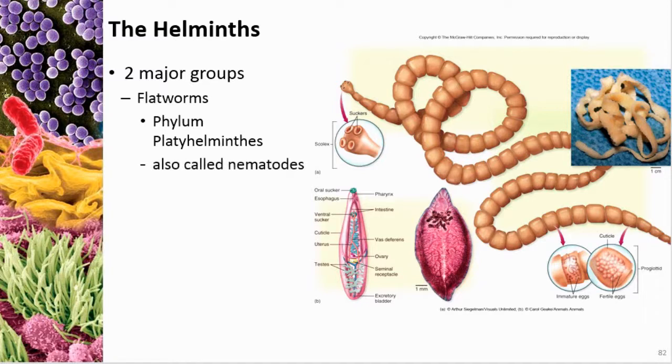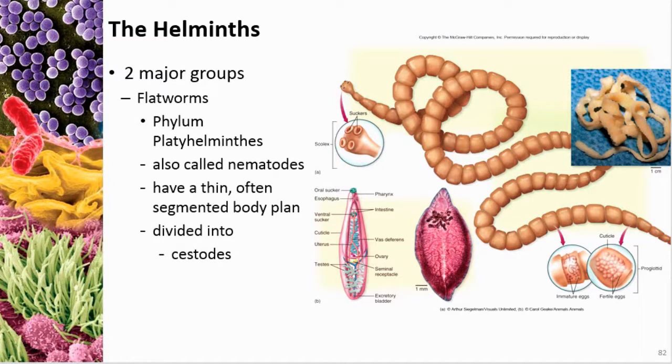These can also be called nematodes. And if you know SpongeBob, that's a bad infection. They have thin, often segmented bodies, so they're separated into sections like this picture is showing over here. And they are divided into either cestodes, which are tapeworms, or nematodes, which are flukes, like a liver fluke. So flatworms is the first major group of helminths.